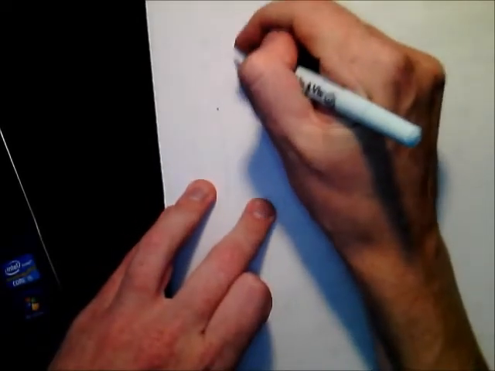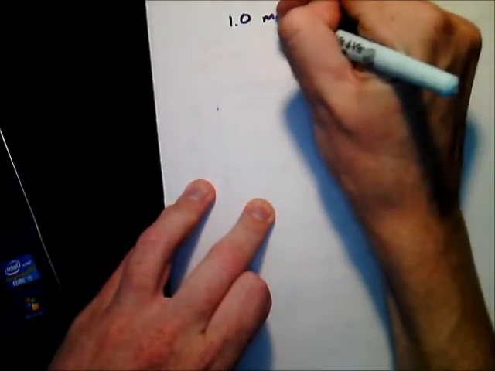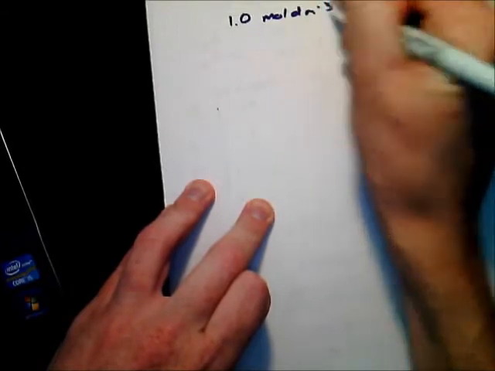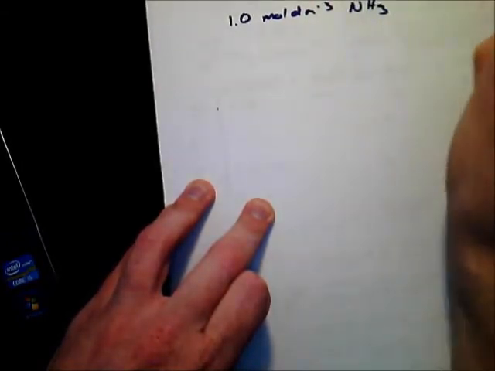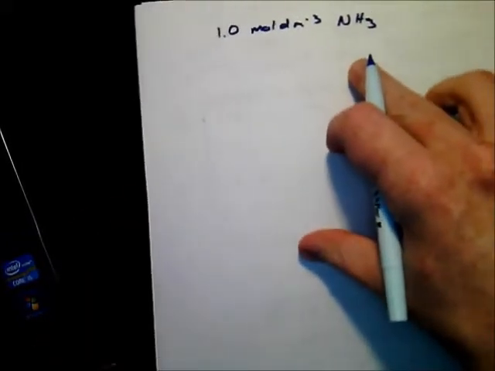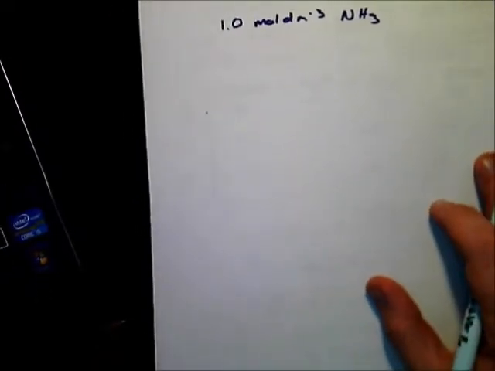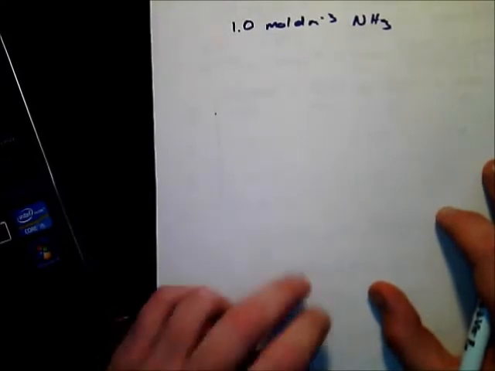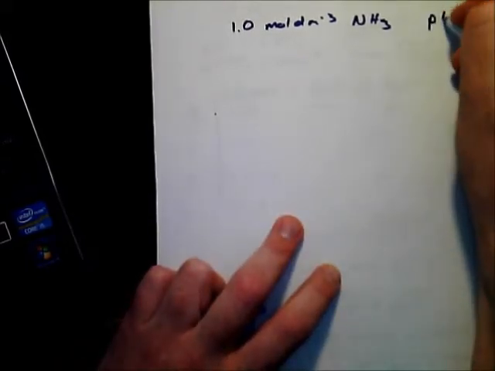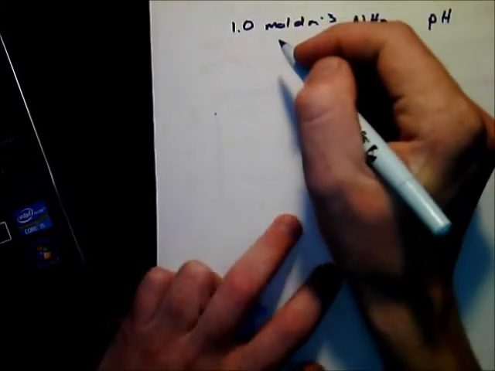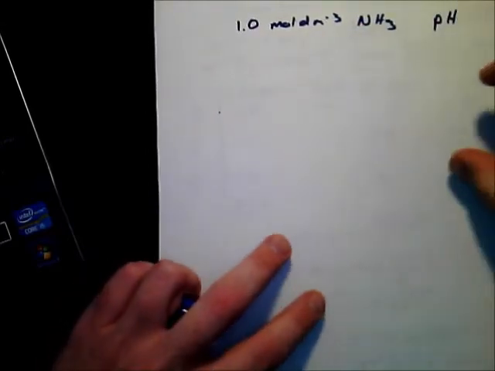which is ammonia. So we also want to find the pH of a 1 mole per cubic decimeter solution of ammonia. Now you should be recognizing ammonia as a weak base. Bases are proton acceptors, so it's going to take a proton. And we need to know the pH here. So we're going to need to know a couple of things.